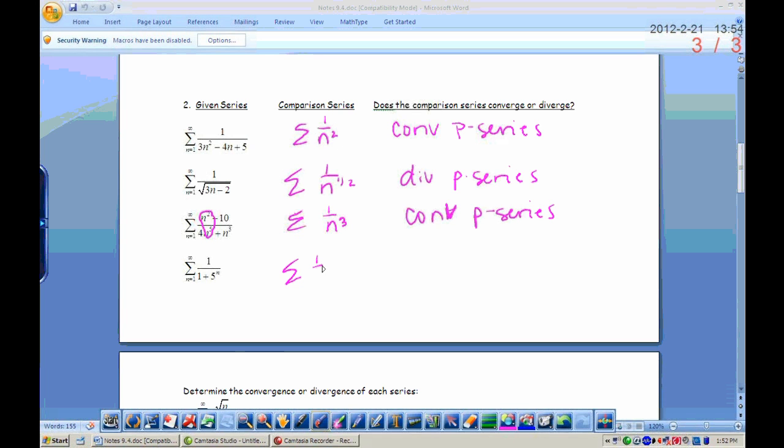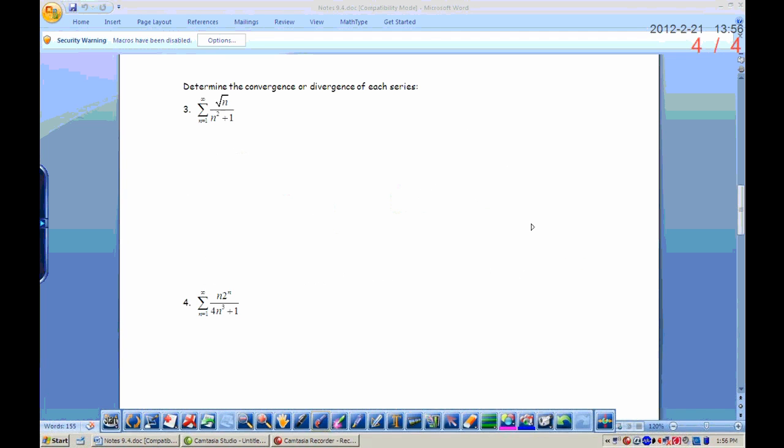So therefore, if I compare it to 1 over 5 to the n or 1/5 to the n power, sometimes it's beneficial to view it as 1/5 to the n, and sometimes it's beneficial to kind of think of it as 1 over 5 to the n. So I kind of write both of them down. That's a geometric series. Does it converge or diverge? It converges. So it's a convergent geometric. All right, to determine the convergence or the divergence of each series.